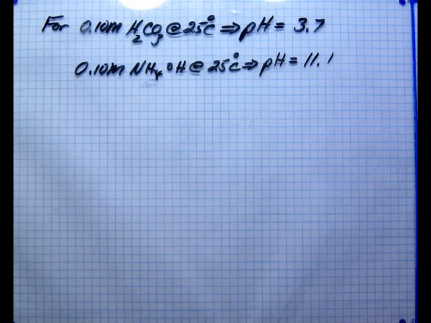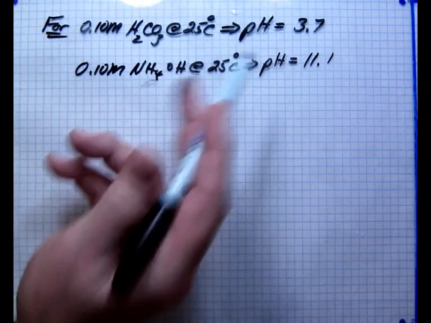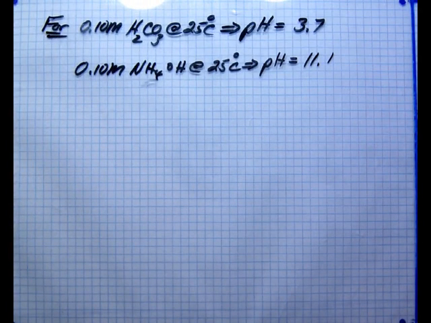So a moment ago we found that 0.1 molar carbonic acid in water would theoretically give us a pH of 3.7 at 25 degrees, and a 0.1 molar ammonium hydroxide 11.1. Well, how do we relate those to alkalinity, basicity, or acidity?